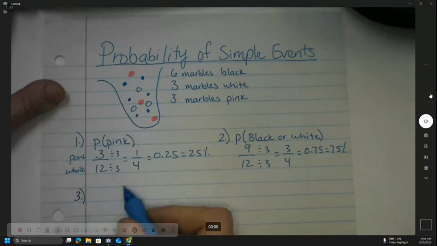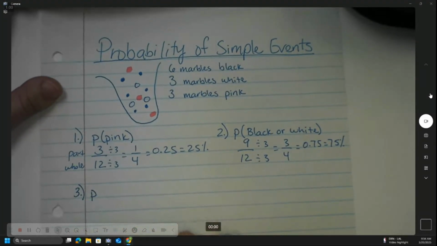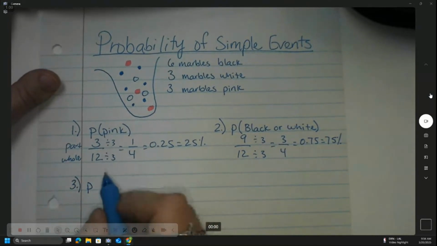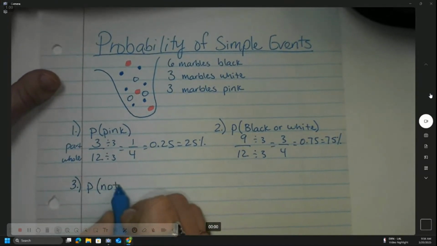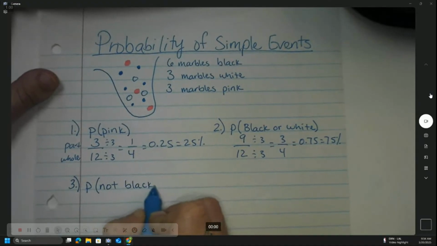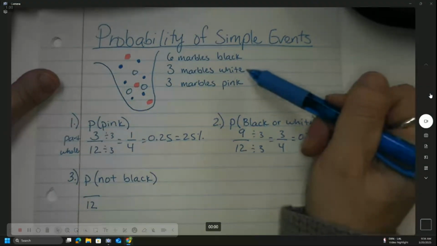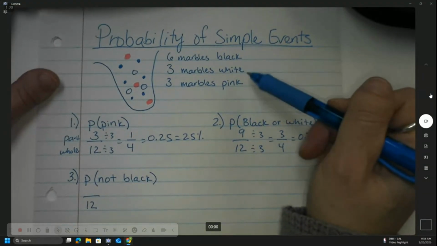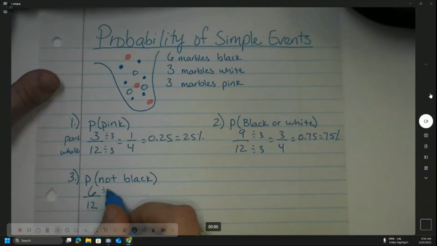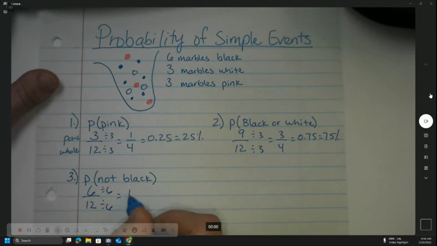Number 3. Let's say that you need to find the probability of any of them that are not black. So this is how they word them sometimes. What's the probability of pulling a marble that is not black? Well, again, we have out of 12, how many are not black? So we have 3 that are white and 3 that are pink. 3 and 3 makes 6. When you reduce that, you get half.